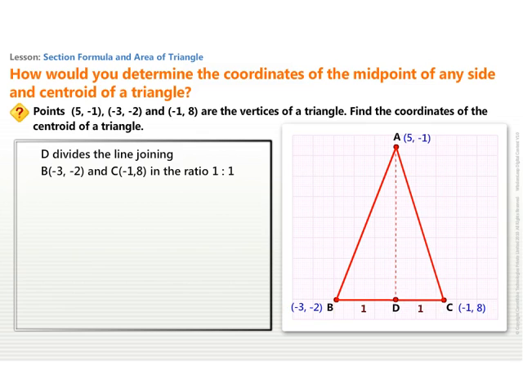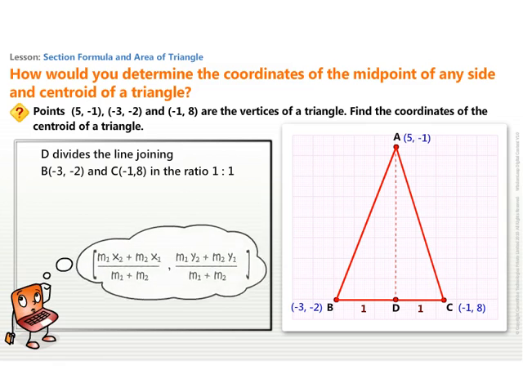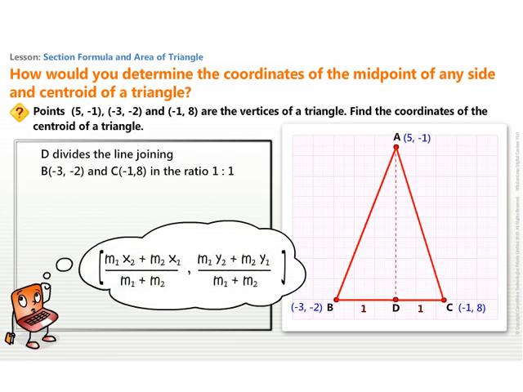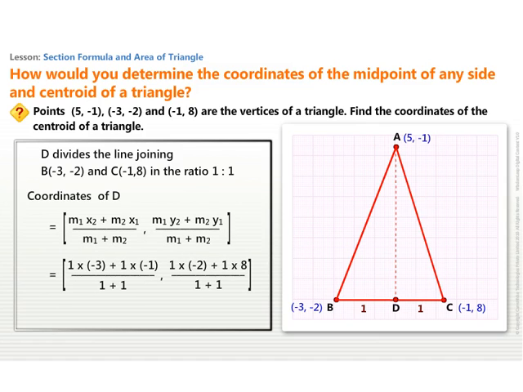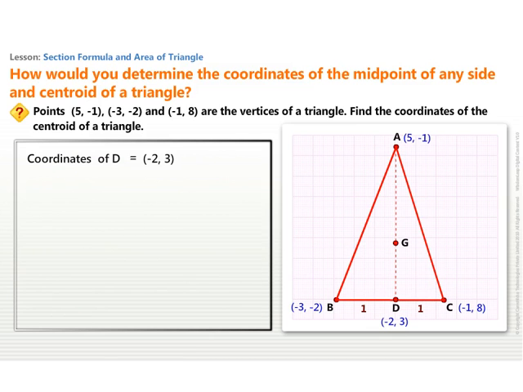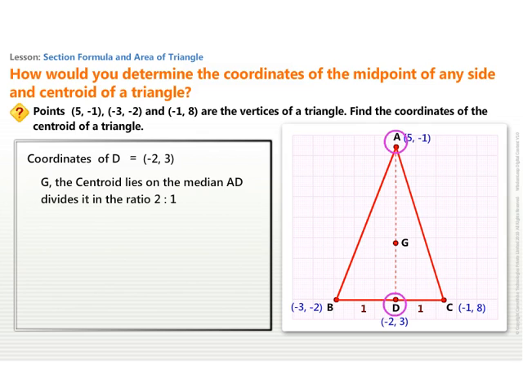We know from section formula, coordinates of the point which divides the line joining the 2 points internally is (m1x2 + m2x1)/(m1 + m2), (m1y2 + m2y1)/(m1 + m2). Substituting the known values in the section formula and simplifying, we get coordinates of D equal to (-2, 3), which is the midpoint of the line segment BC. G is the centroid which lies on the median AD and divides the median in the ratio 2:1.